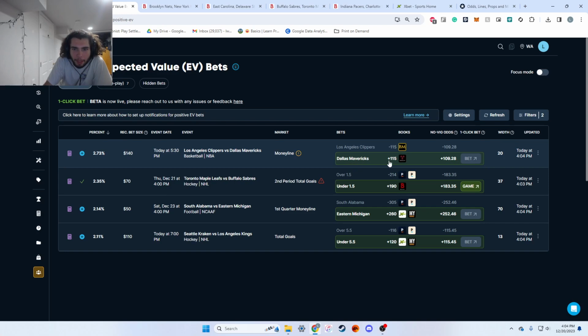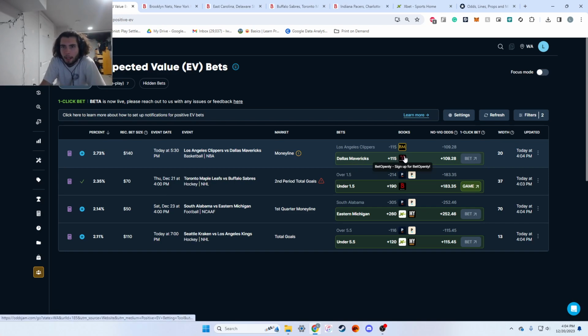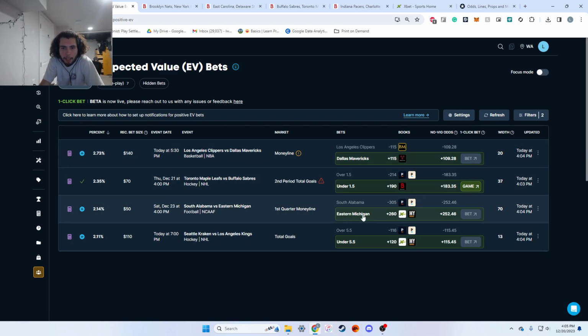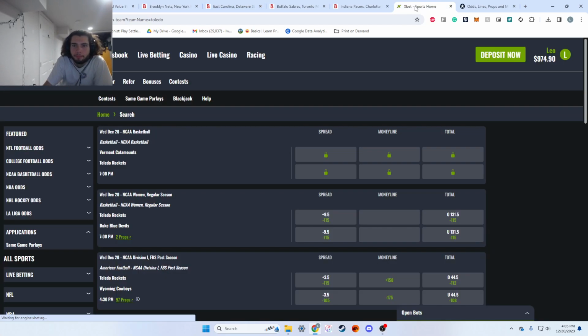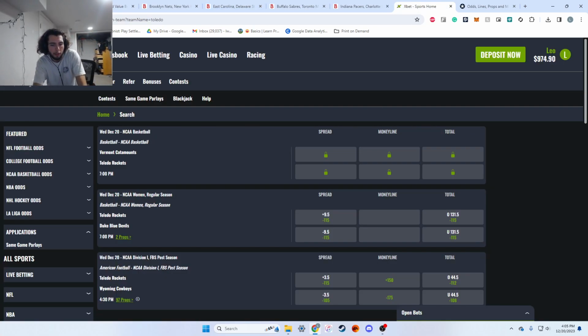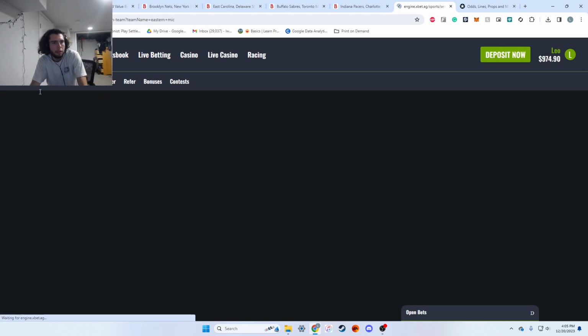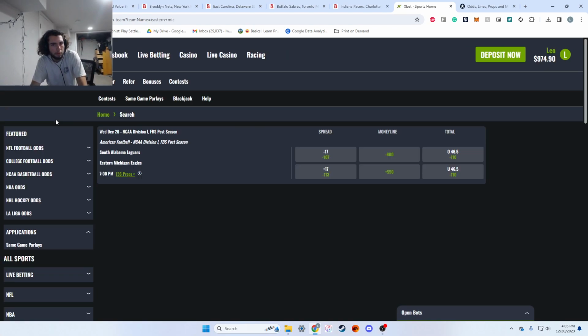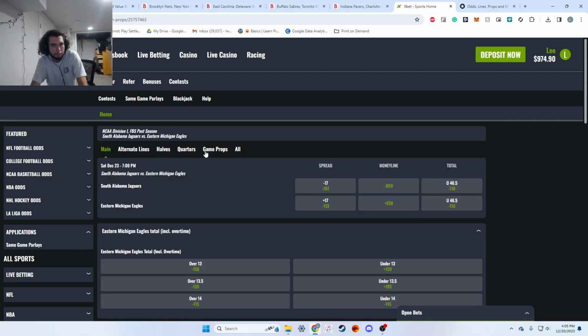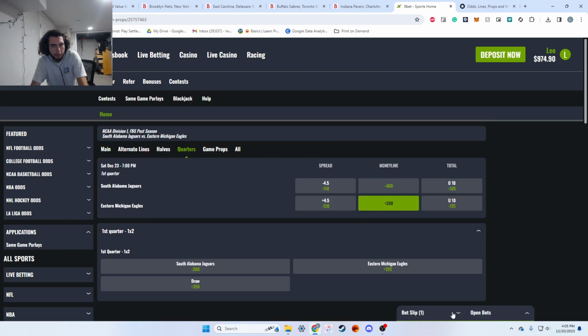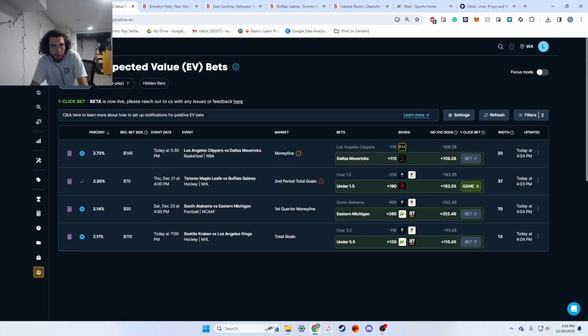2.7 Mavericks money line. See, this is for bet openly. Unfortunately, I already bet all the money I have on bet openly today, so I can't take that, even though I would like to. But what I can take is Eastern Michigan first quarter money line. So let's go here. Eastern Mich. Yep. Quarters. Money line 260. That's exactly what it was. And it wants me to put down $50.